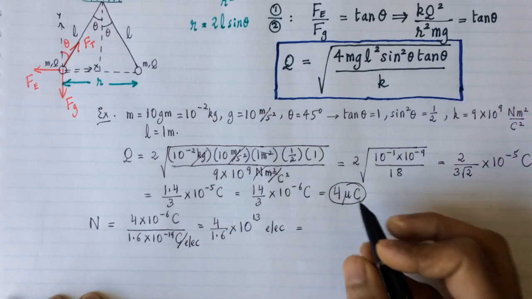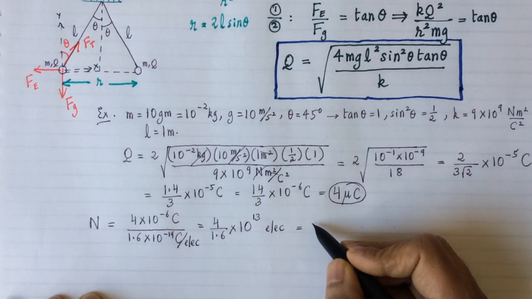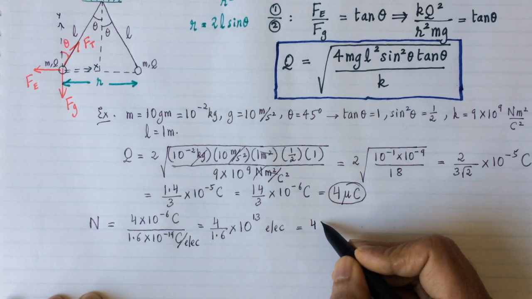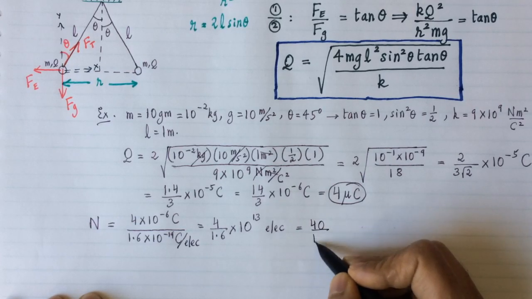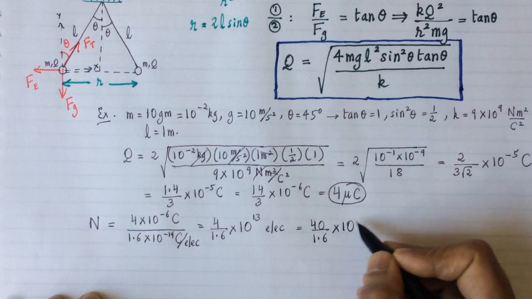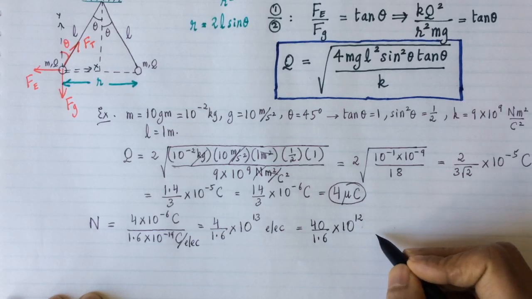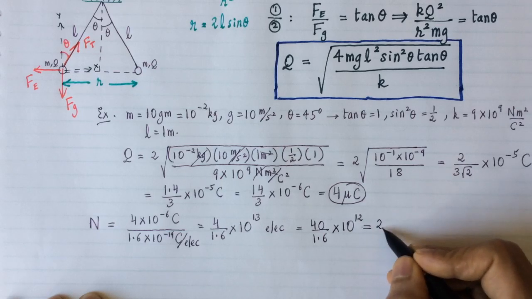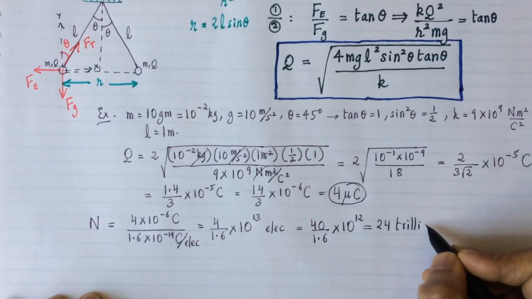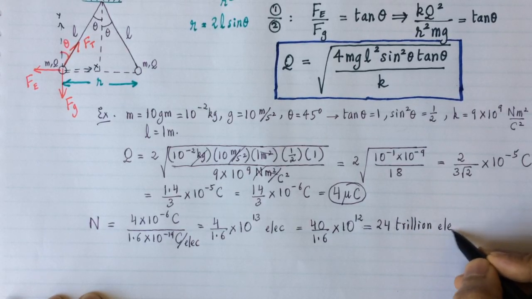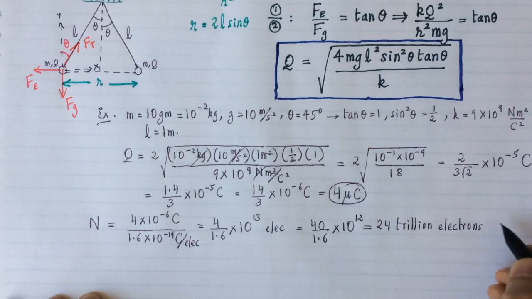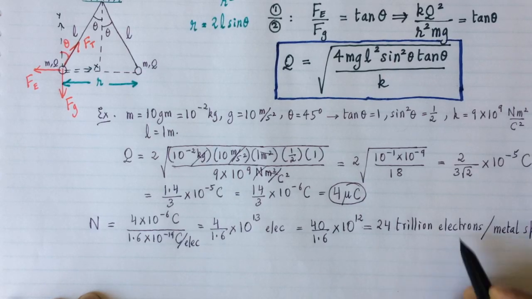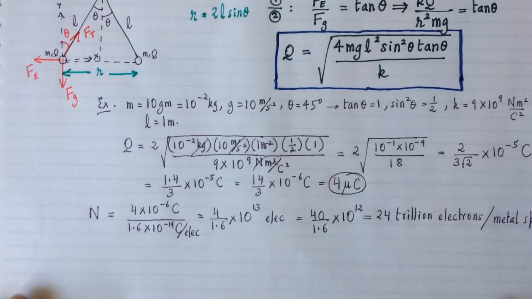I can write this as 40 over 1.6 times 10 to the 12. And 40 over 1.6 is approximately 24. So that's 24 trillion electrons. And that's 24 trillion electrons per metal sphere. So the Earth is out 48 trillion electrons. It might seem like a lot, but the Earth has got really a lot to spare.